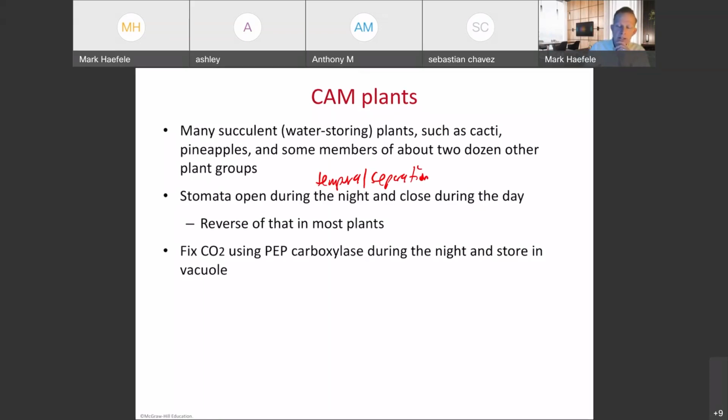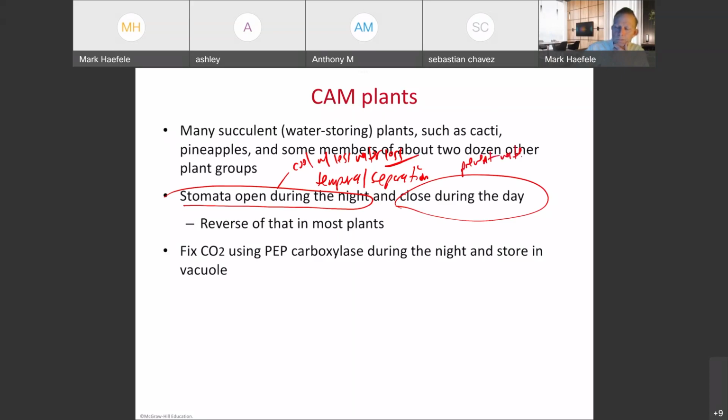So during the night, the stomata will be open when it's cool and there's low water loss. So they can open up their stomata at night and not have a lot of consequence in losing water. Then when it starts getting daytime, they're going to close their stomata to prevent water loss, which is the opposite of what most plants do. Most plants will open it during the day, close it during the night.